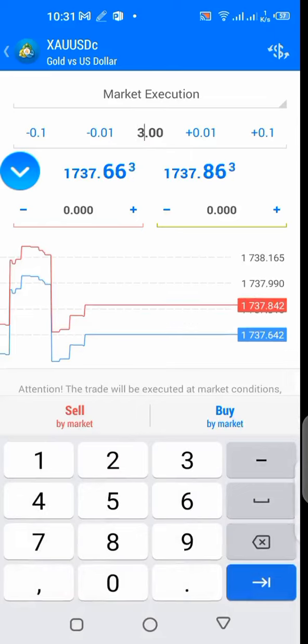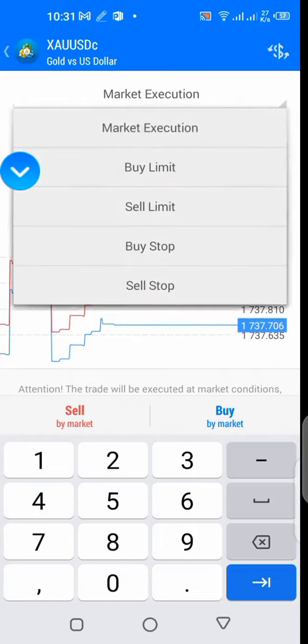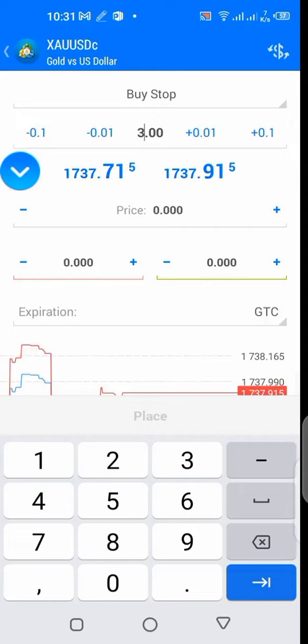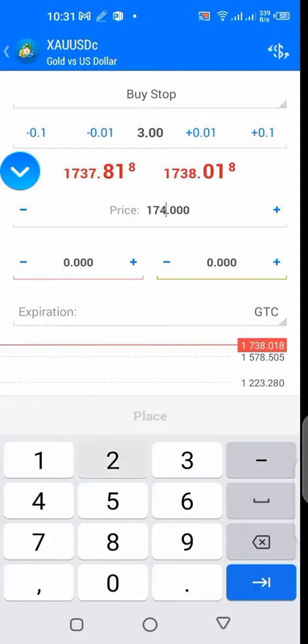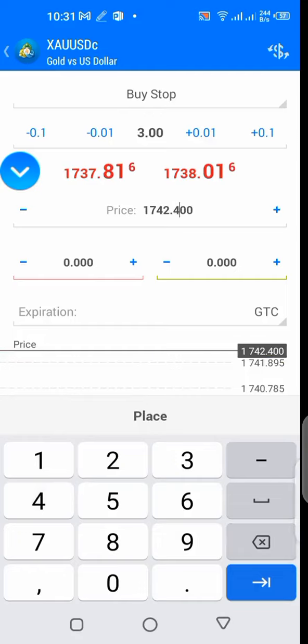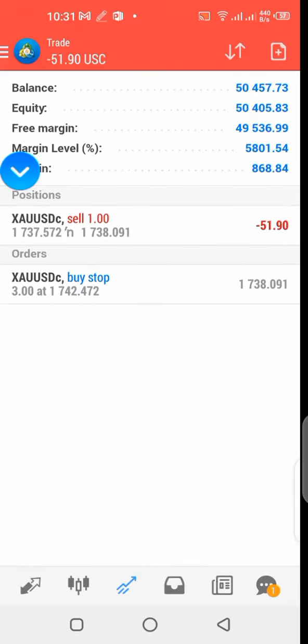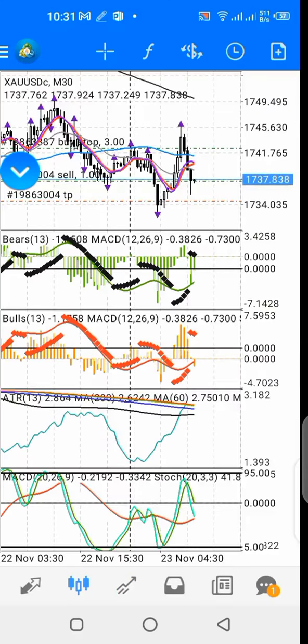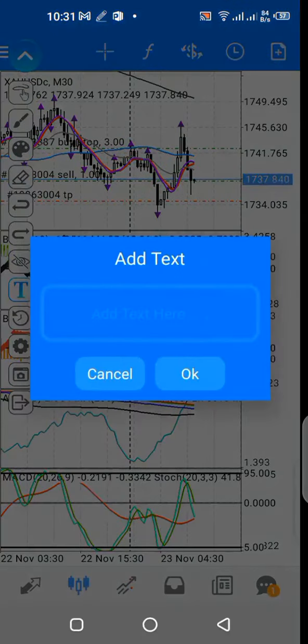So the lot size will be 3.0. My sell trade, the lot size is 1.0. Definitely the edge pending order, the lot size will be 3.0. So if I start with my sell trade or buy trade with 2.0 as the starting lot size, then the edge pending order will be the starting lot size multiplied by 3, that will be 6.0. And if I start with 3.0, my edge pending order will be 9.0. I'm talking about the first edge pending order.